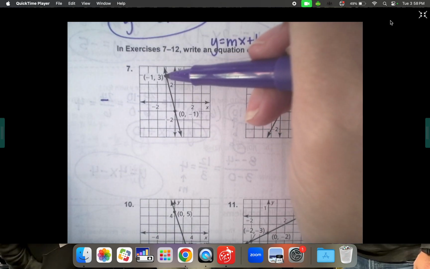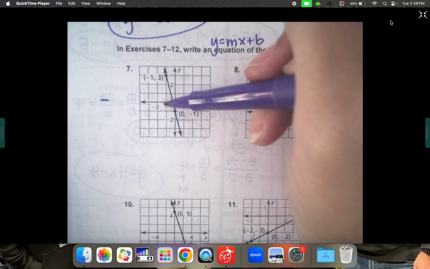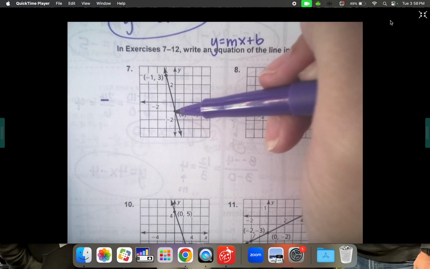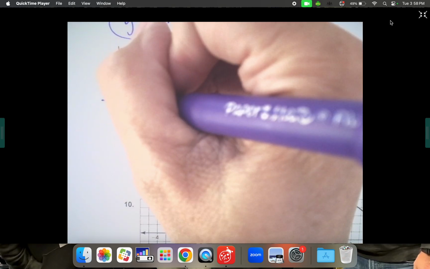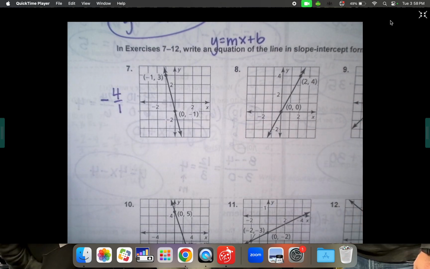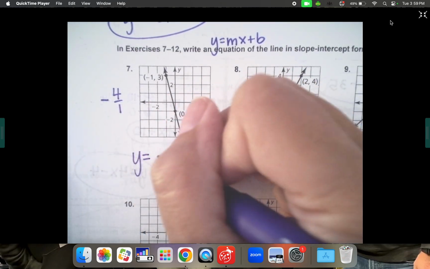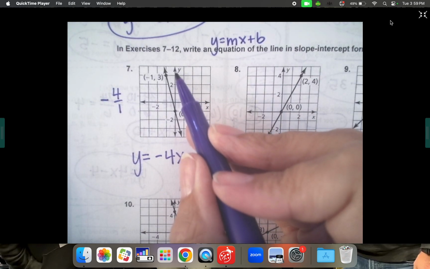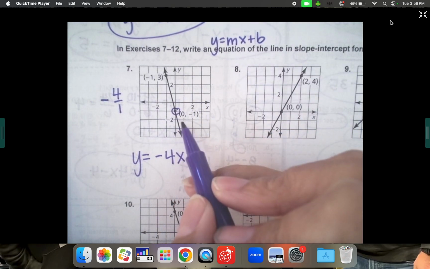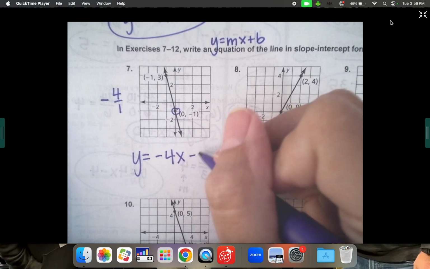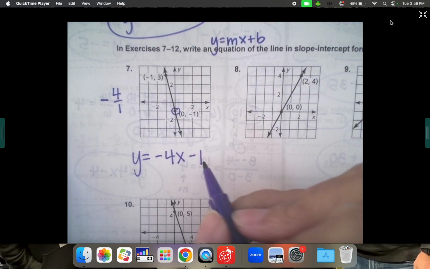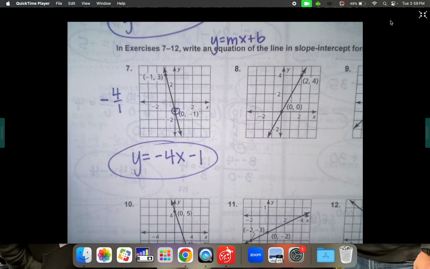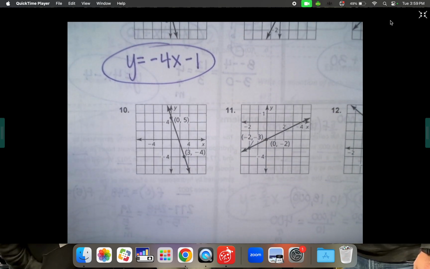And it is negative, down 1, 2, 3, 4 over 1. So if it's going down 4 over 1, it's negative 4 over 1, which simplifies to negative 4. So y equals negative 4x, don't forget your x, and it hits the y-axis at negative 1. So that's my y-intercept. Okay, I'll just go to the one right below it and do number 10 with you guys.